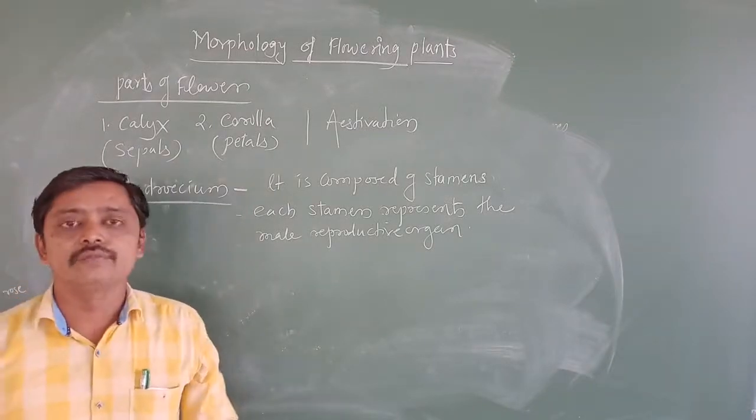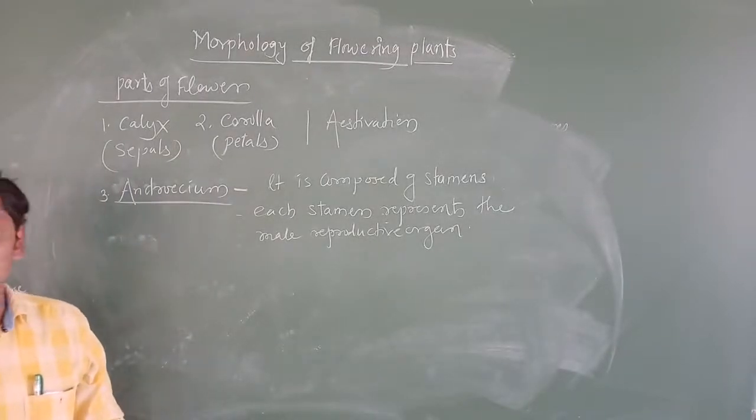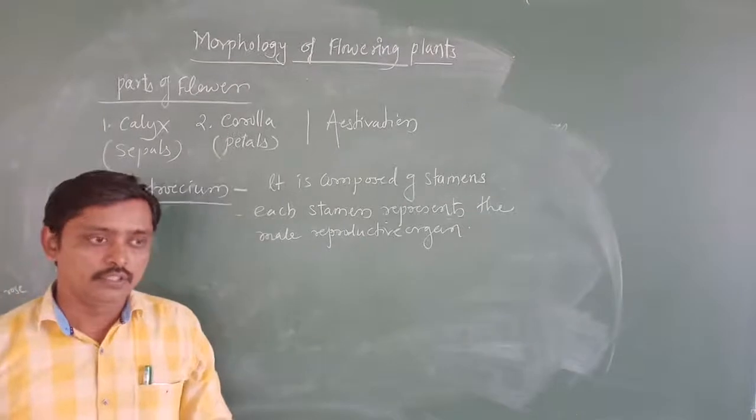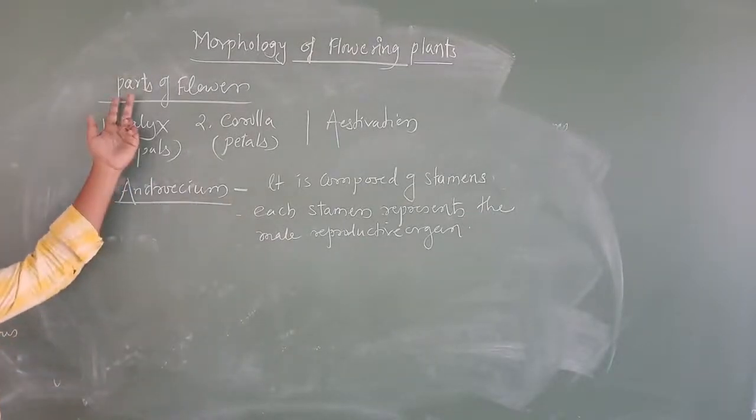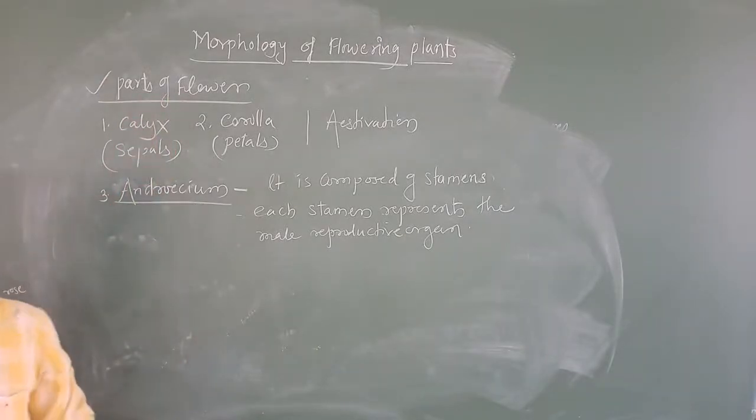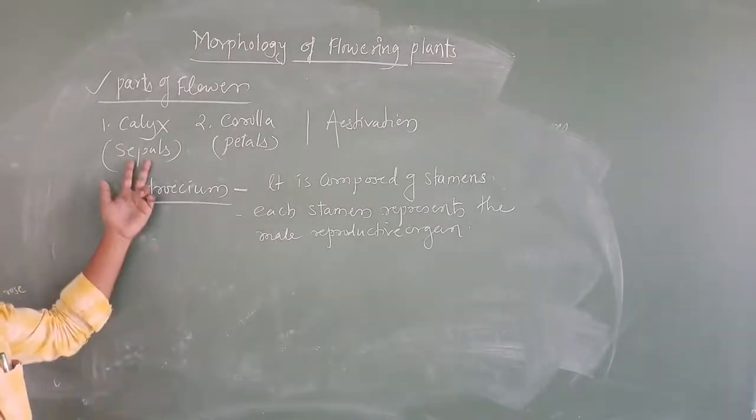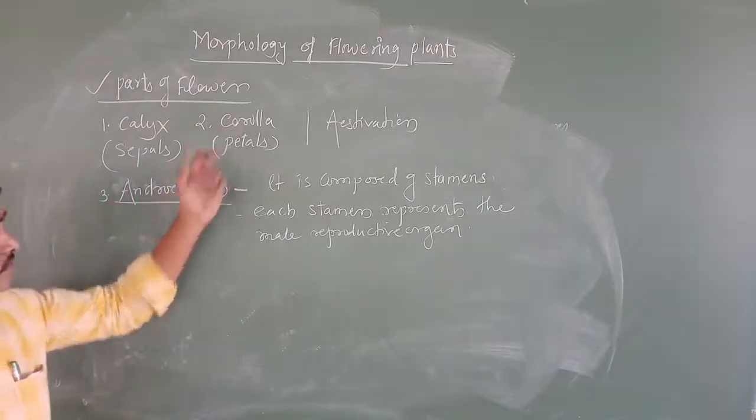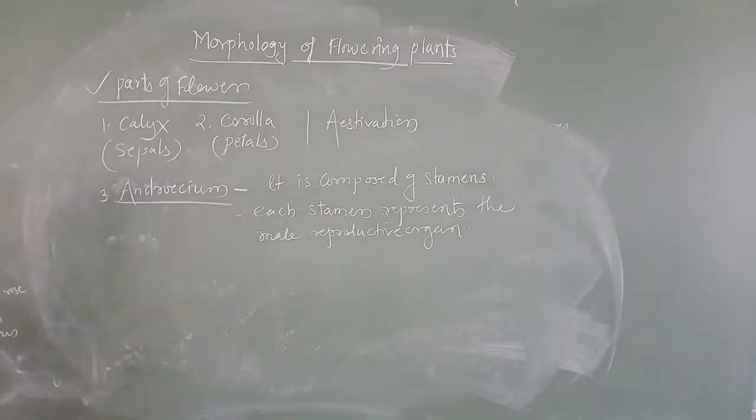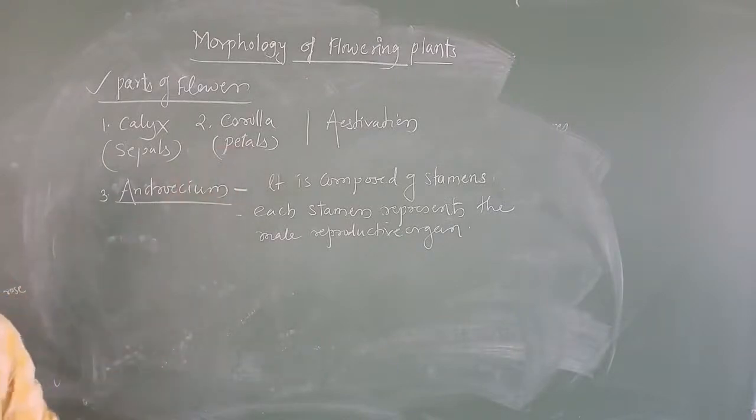Then we studied different kinds of flowers based upon the arrangement of the calyx, corolla, and androecium with respect to the gynoecium. Next we start with the parts of flower. We studied the calyx, the outermost whorl of a flower, whose members we call sepals. Then the next whorl, we call the corolla. The members of the corolla are the petals.